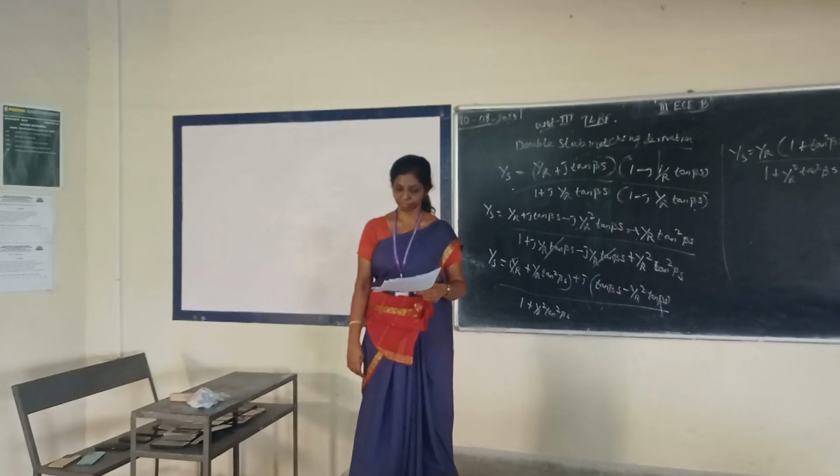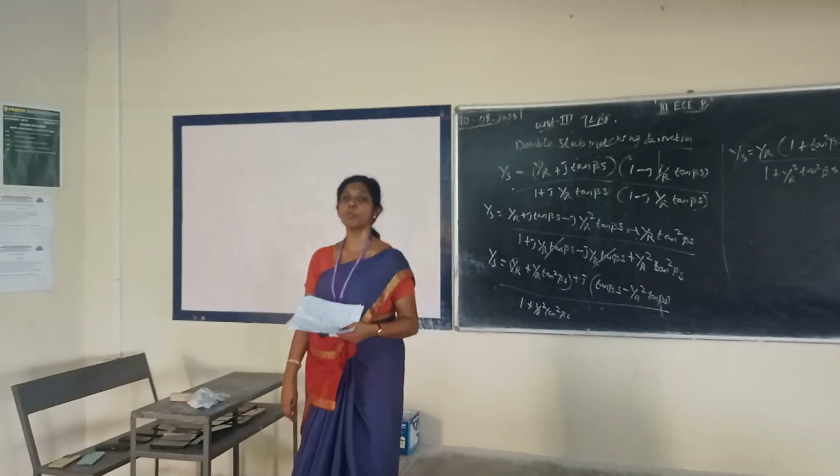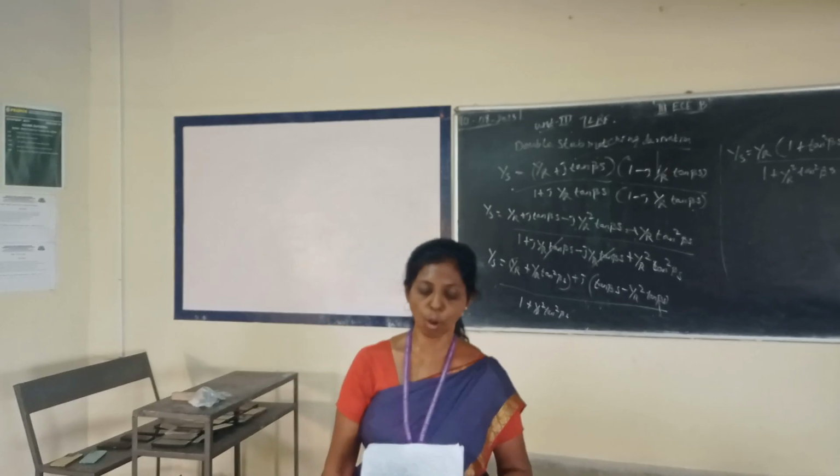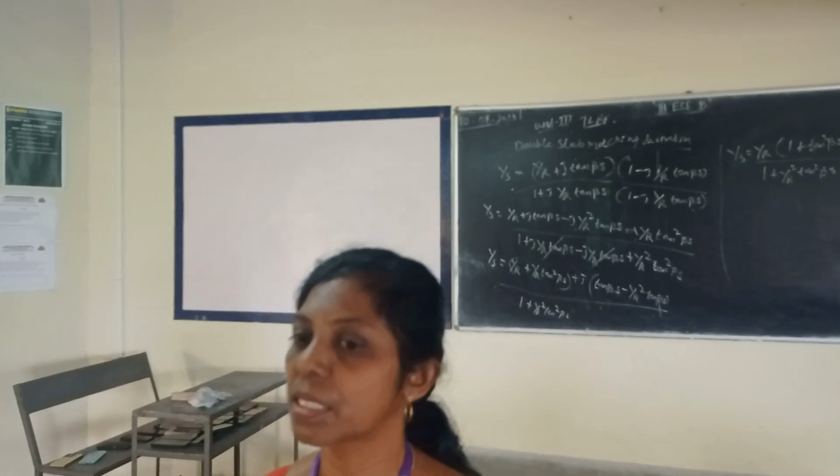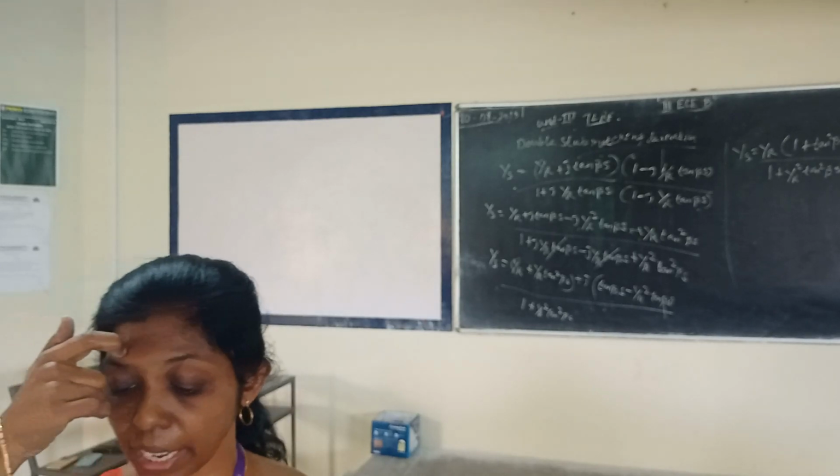So now the stub 1 is located at point A to A dash.